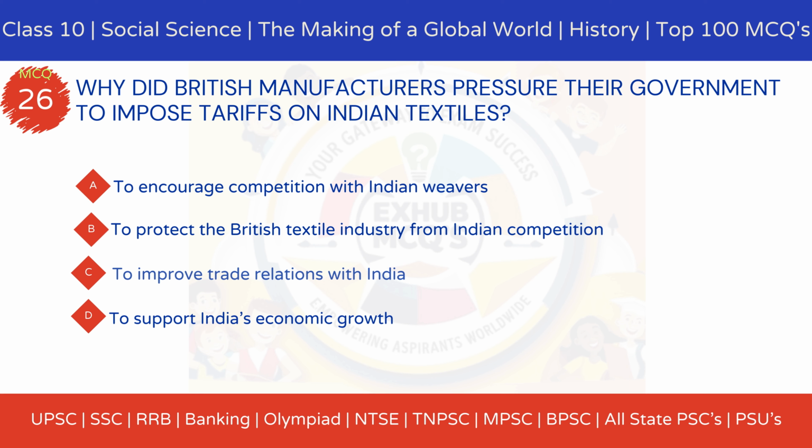Option A. To encourage competition with Indian weavers. Option B. To protect the British textile industry from Indian competition. Option C. To improve trade relations with India. Option D. To support India's economic growth.